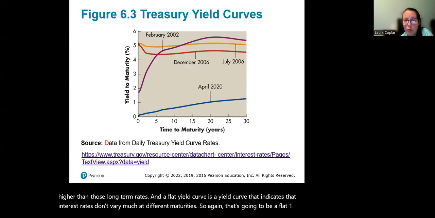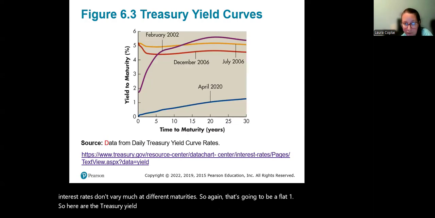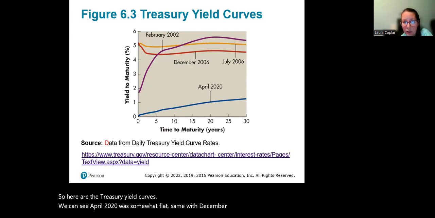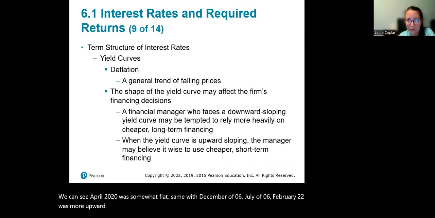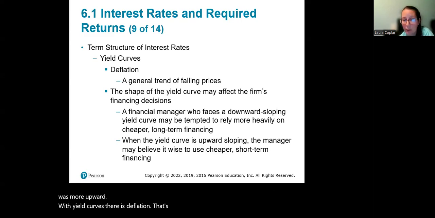So here are the Treasury yield curves. We can see April 2020 was somewhat flat. Same with December of 06, July of 06. February 22 was more upward. With yield curves, there is deflation. That's the general trend of falling prices.